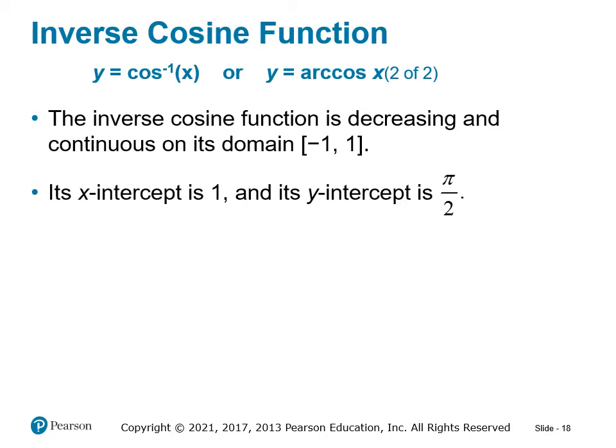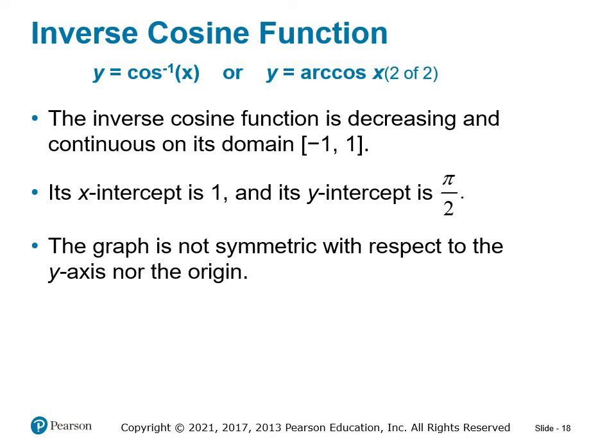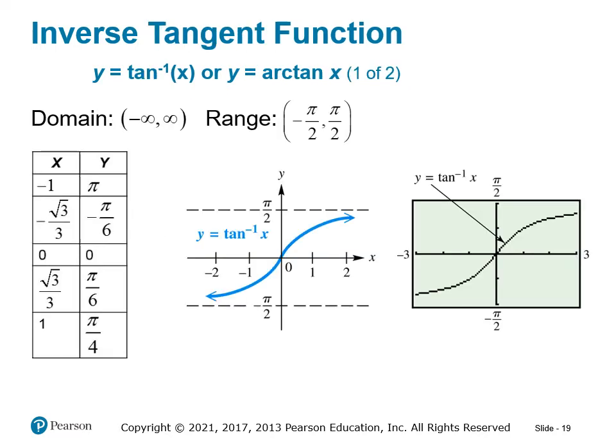And it's decreasing. It's continuous. You see the x-intercept is 1. The y-intercept is pi over 2 or 90. And the graph is not symmetrical at all. It's not symmetrical with the y-axis nor the origin, etc.